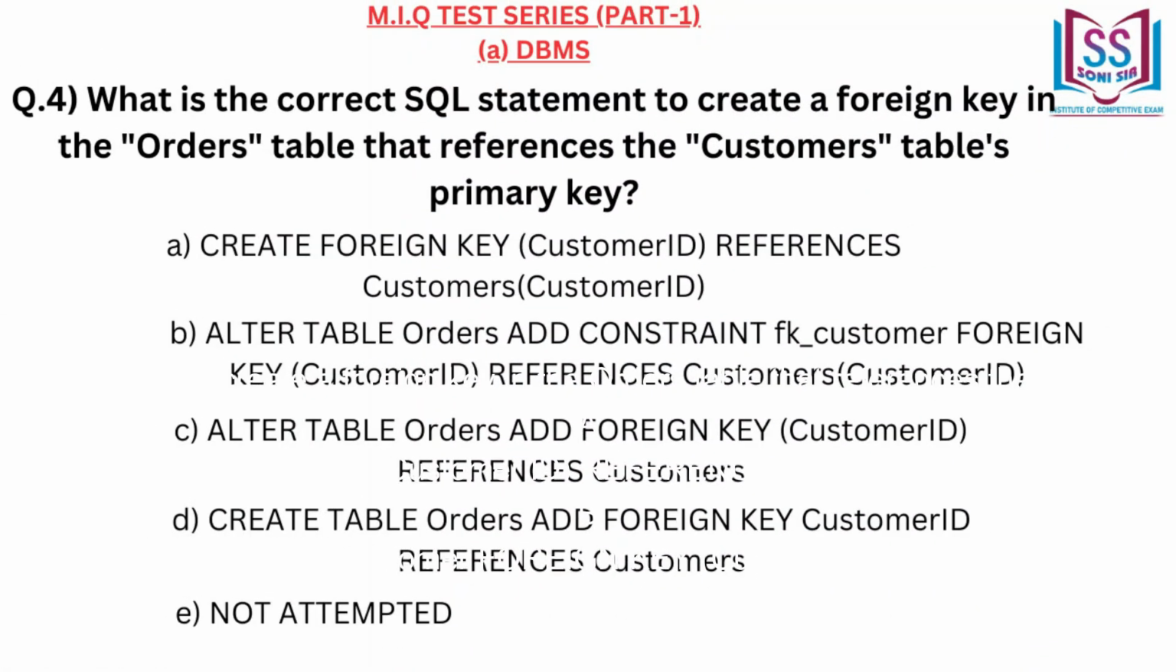What is the correct SQL statement to create a foreign key in the orders table that references the customers table's primary key? A. Create foreign key customer_ID references customers(customer_ID). B. Alter table orders add constraint FK_customer foreign key (customer_ID) references customers(customer_ID). C. Alter table orders add foreign key (customer_ID) references customers. D. Create table orders add foreign key (customer_ID) references customers.